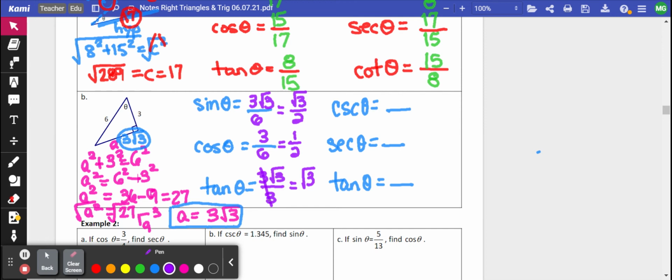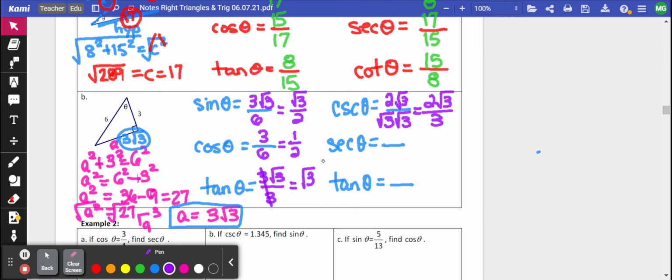Now, when we write the reciprocals, we can basically take our values and just interchange the numerator and denominator. If we look at cosecant, we get 2 over root 3. And you know better than to leave an answer like that, so we have to rationalize. And what we get is 2 root 3 over 3.